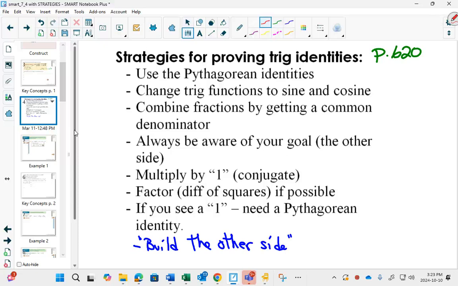I'm going to do some numbers here. First, I'm going to put ones beside these two, because that was our basic strategy. That's where we started with. Basic strategy: change trig functions to sine and cosine, and then get a single fraction on both sides. I might even write it beside this, because this is a language I use a lot.